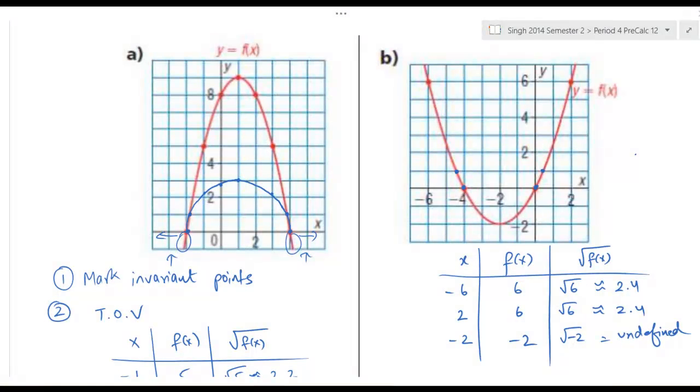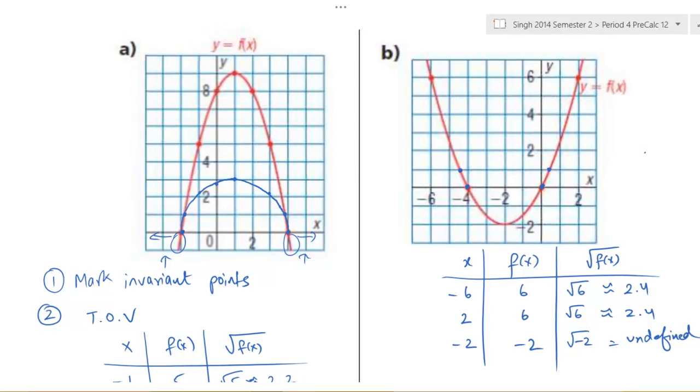The steps are exactly the same. I'm going to start off by marking down the invariant points. The invariant points happen wherever the y value is 0 and 1 on the new graph. So here the y value is 0, 1, 0, and 1. Those are the invariant points. Okay. Next, I'm going to pick some key points to test. So the points I picked were already the ones that were given to me.